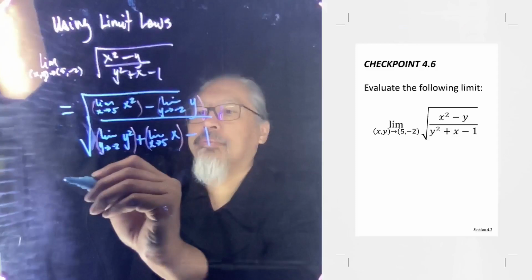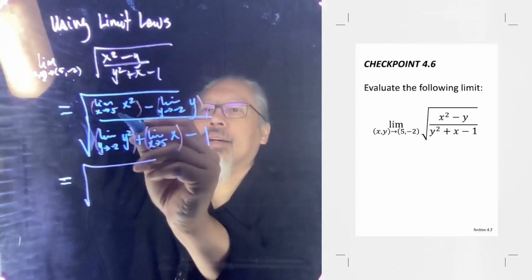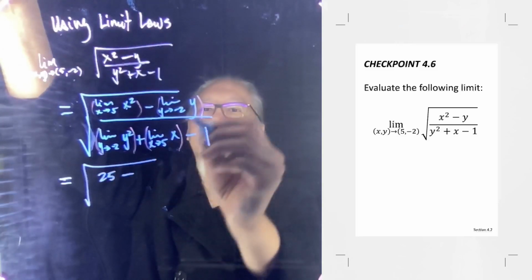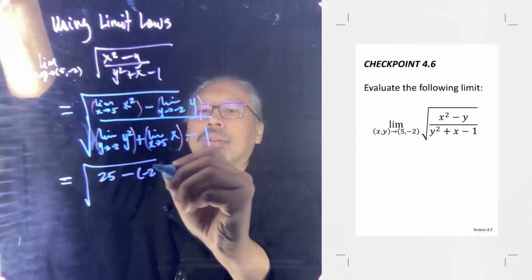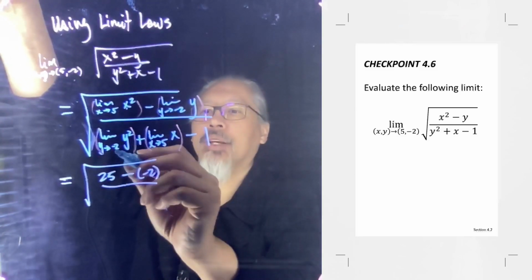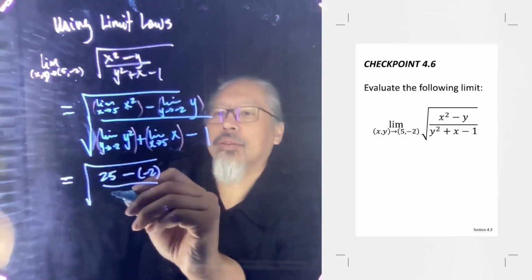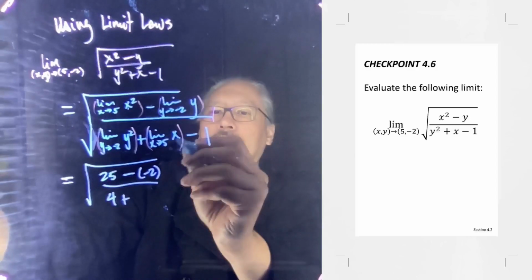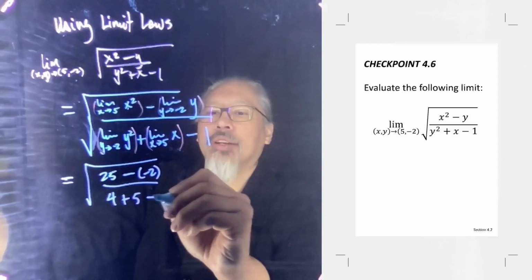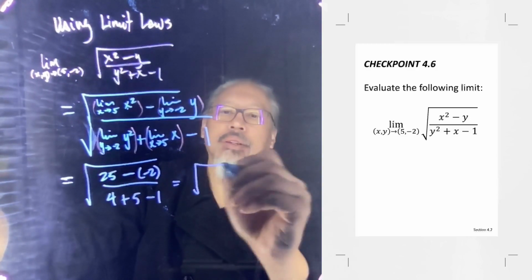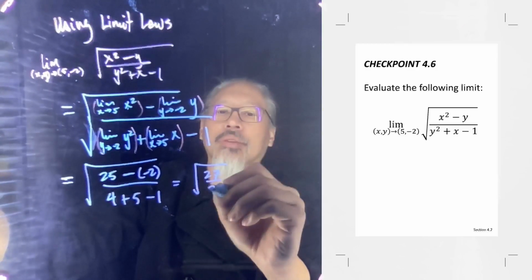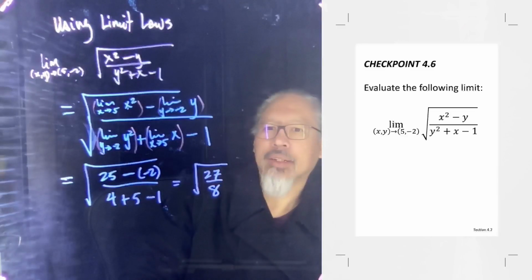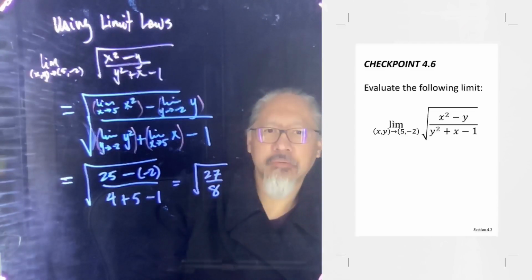All right, what do we have now? We have 5 squared, so that's 25, minus -2, and in the denominator we have -2 squared, plus this is just x, so that's just 5, and then minus 1. So it looks like the square root of 27 over 8. And not much else you can do to simplify that, so we'll just leave it at that.